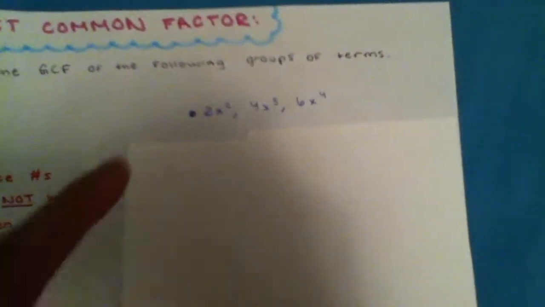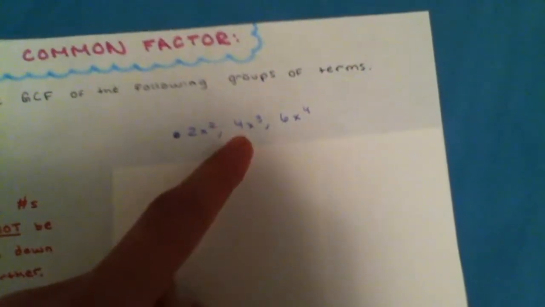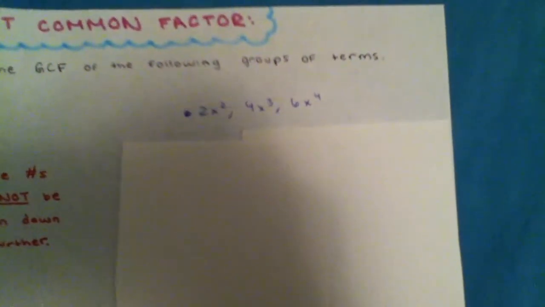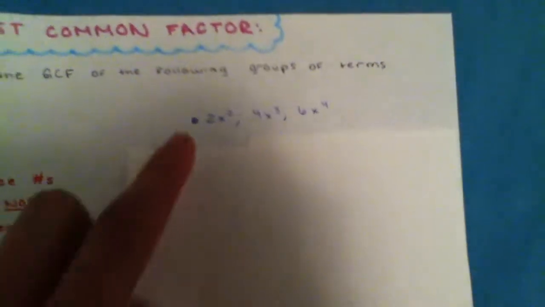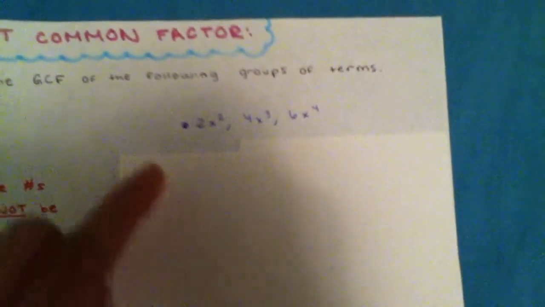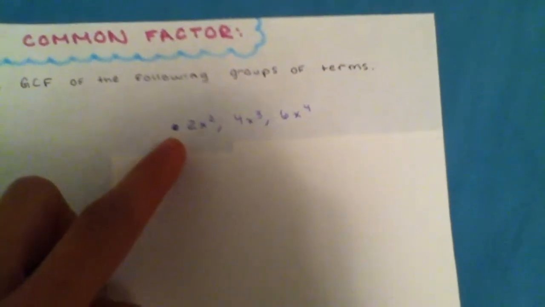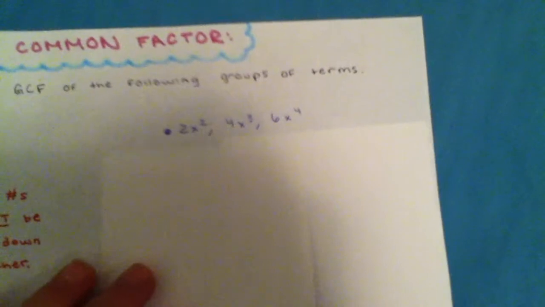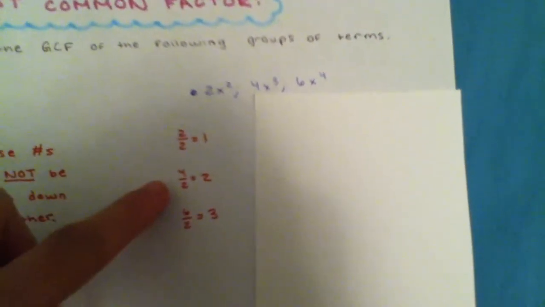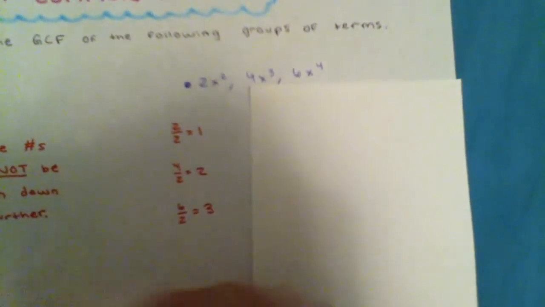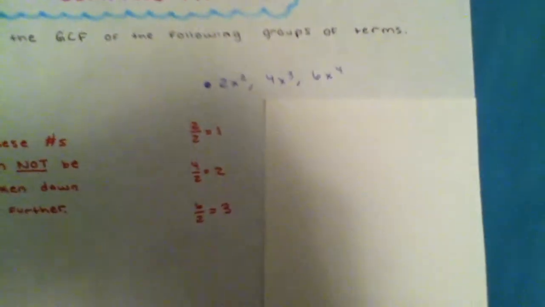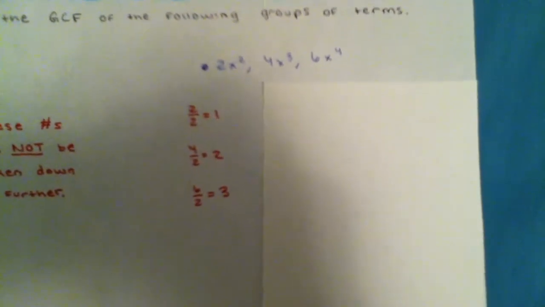Our next group of terms, 2x squared, 4x cubed, and 6x to the fourth, looks a little more complex. What helps to factor this is if you focus on the coefficients first. So 2, 4, and 6. 2 is only divisible by 2, and it can also go into 4 and 6. Here you see that 2 divided by 2 is 1, 4 divided by 2 is 2, and 6 divided by 2 is 3. So we have part of our greatest common factor now, which is 2.